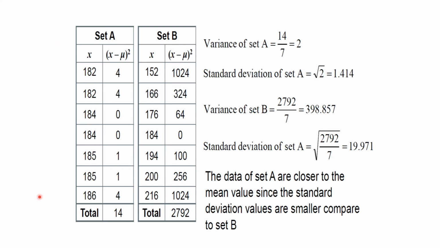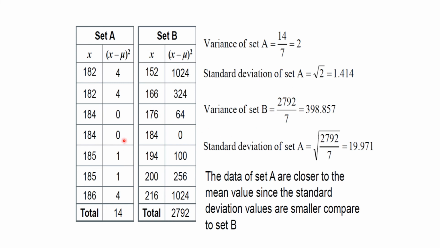So here you have set A and set B. As shown here, it's always advisable to do tables, because tables simplify your calculation and also minimize errors in statistics. From there you can identify the variance, because variance is the sum of (x minus mu) squared, which for set A is this, over the total number of data, which is 7. And the standard deviation here will be the square root of the variance. So for set A, the variance is 2, and the standard deviation is the square root of 2.